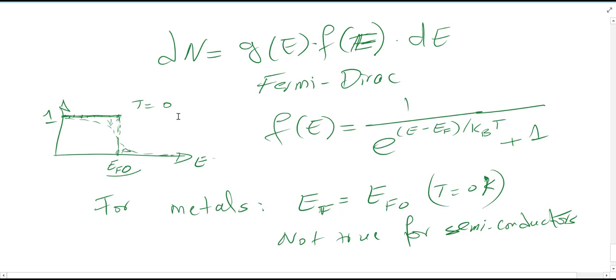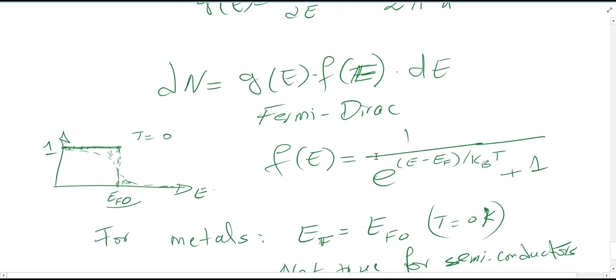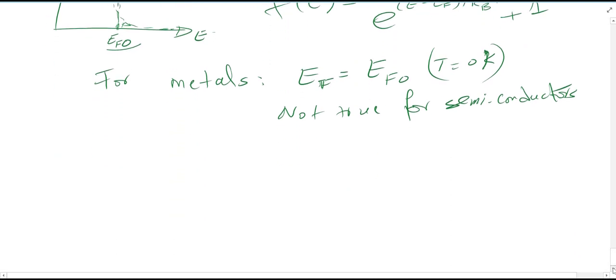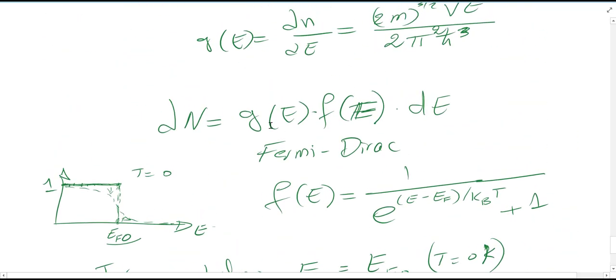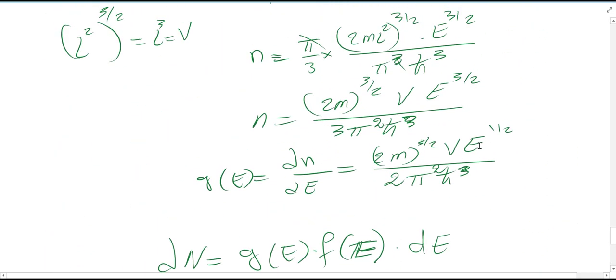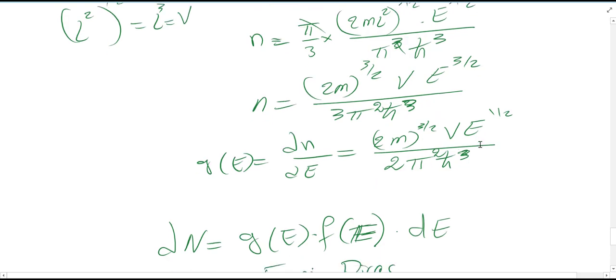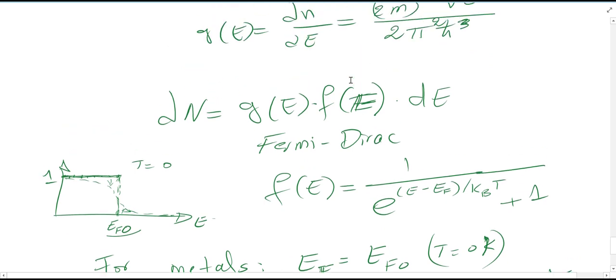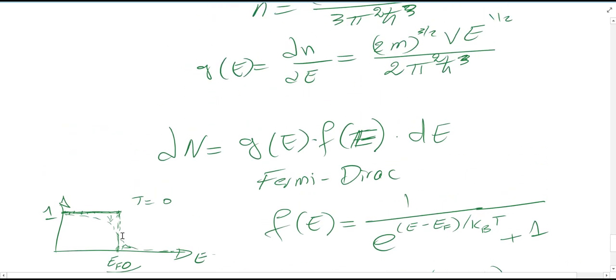So if we calculate the number of electrons at t equal to 0 and integrate this expression with that distribution function, it's going to give me the number n. All you have to do is go back to this expression where you have GE, and GE depends on E, by the way, too. You're going to integrate between 0 and infinity, knowing that f of E is equal to 0 anywhere after EF naught, and the integration is therefore carried from 0 to EF naught.